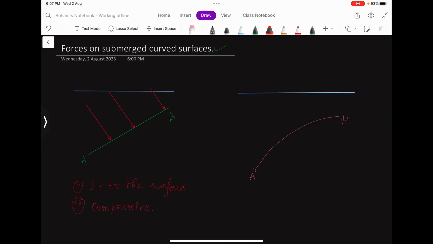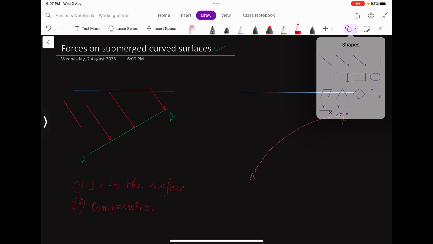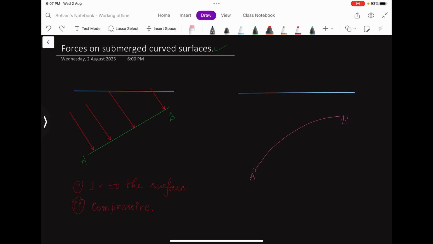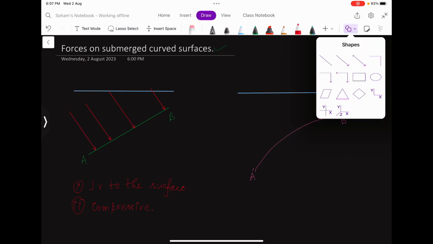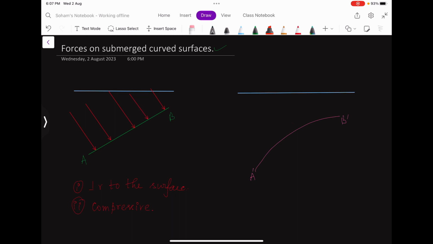Obviously, don't go by the size of the arrows. I am not denoting the magnitude here. I am just denoting the direction of the forces. So all these forces are perpendicular, right? All these forces are perpendicular. Now if I have to draw the forces on this curved surface, let us say at any point I want to draw that. So let us say at this point, any arbitrary point P.